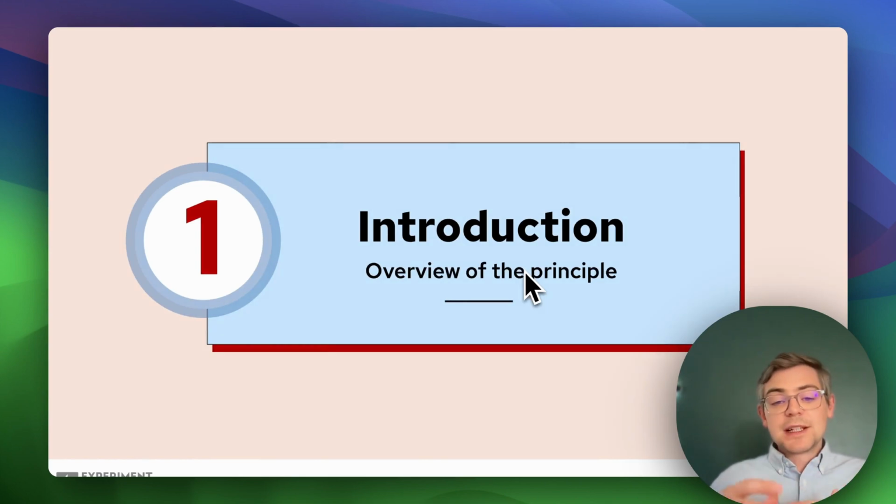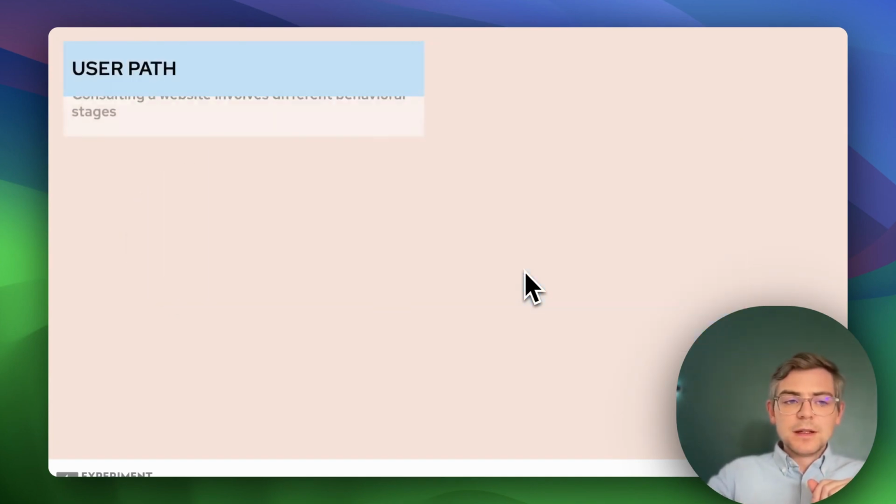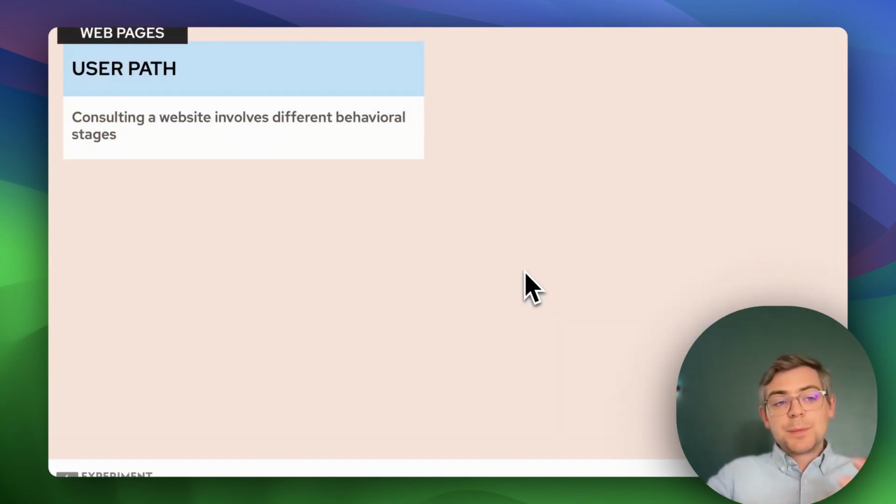I will give you an overview of the basic principle, so you will understand a bit more what I'm going to explain. So on a web page, you will have the user path, and the user path is where a user is consulting several pages on the website, but through these pages is following a path. So let me explain the path.